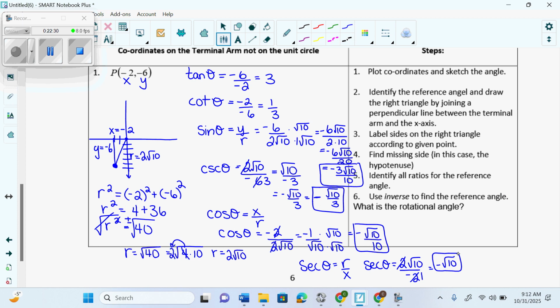Now I know that one wasn't on the unit circle. Why do I know that one wasn't on the unit circle? Yeah, that radius was not 1. It was bigger. It was 2 root 10. So here's your unit circle with that radius of 1, and then it's outside of it. So down here, actually. This is negative, negative.